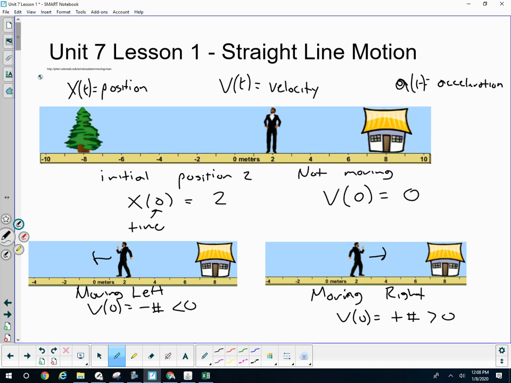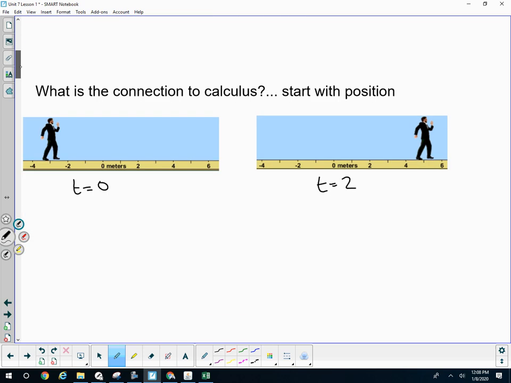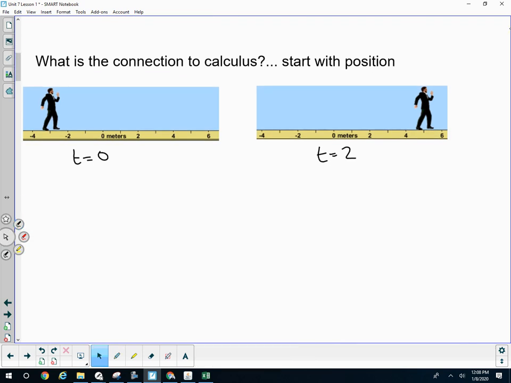Now, let's pretend we got a different guy. We got a guy at time 0 located at position -3. And then at time 2, he is now located at position 5. So let's just write that down just so we have it. X of 0 is -3. X of 2 is 5.